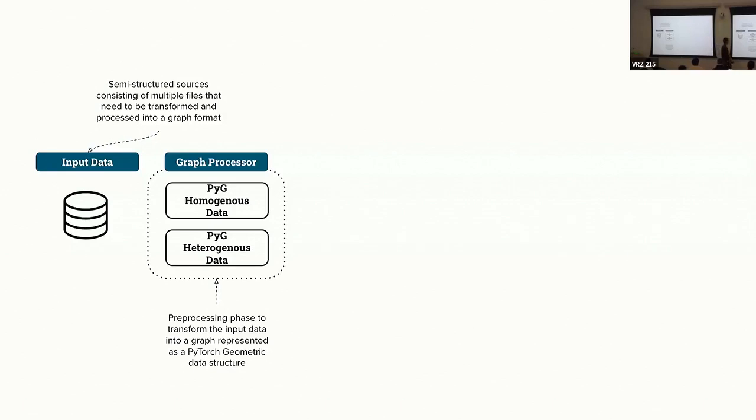And then you have the graph processor component, which is basically implemented in PyTorch Geometric, in the sense that from this raw data, you want to create a new object, which could be a homogeneous graph or eventually a heterogeneous graph. So to answer your previous question, basically, you can represent a graph having multiple types of relationships using this PyTorch Geometric heterogeneous object.